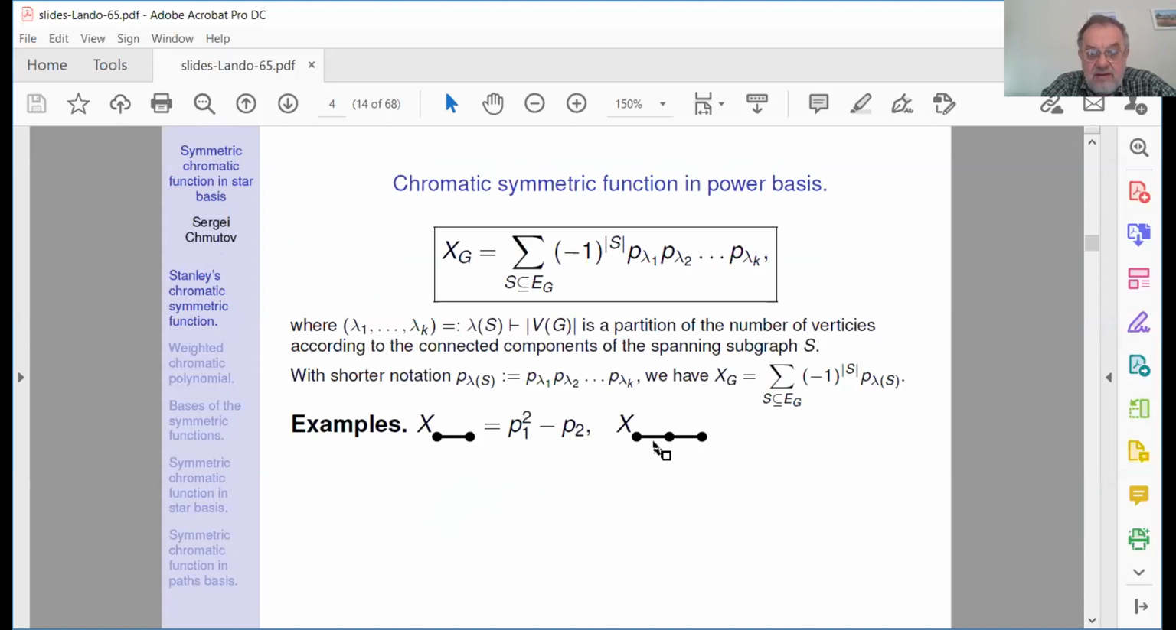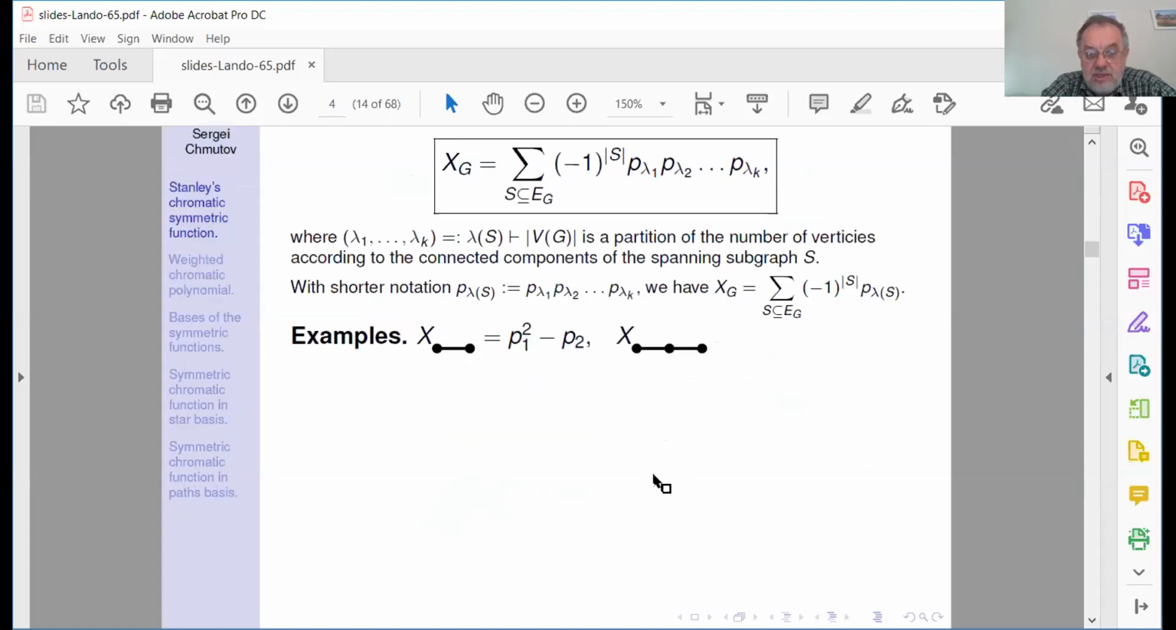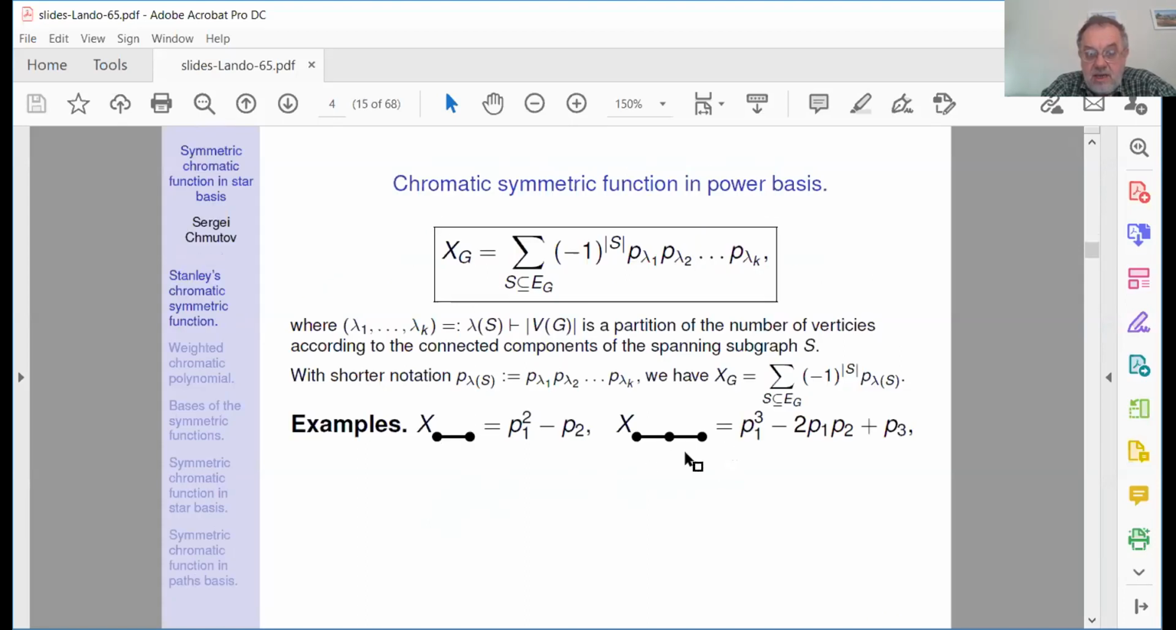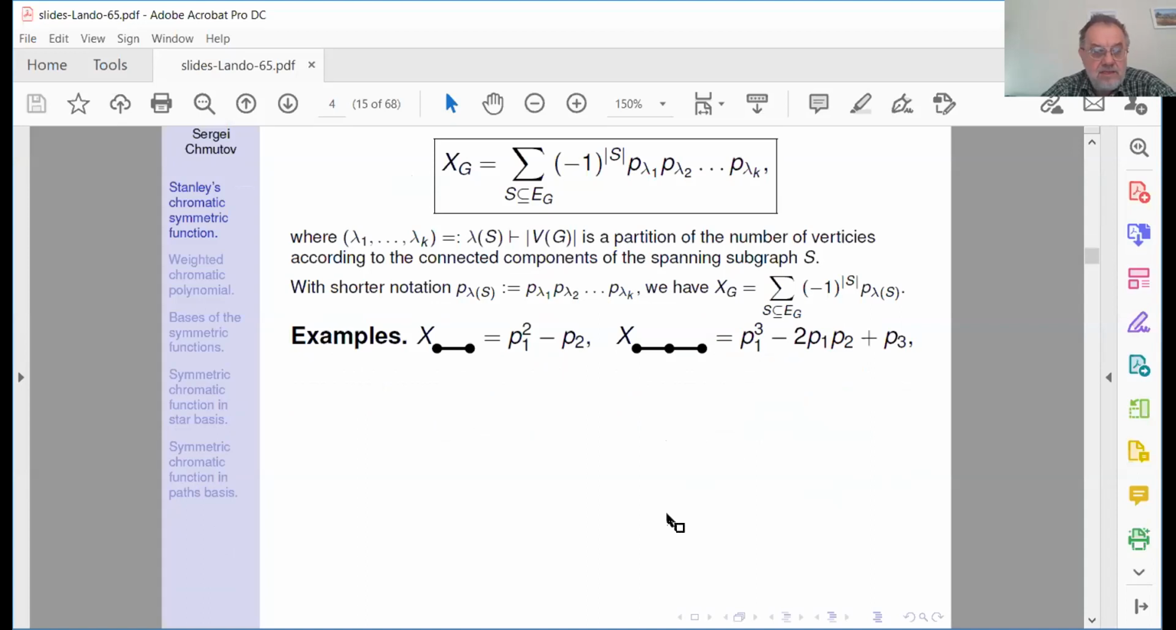Now for this graph, I have two edges here, and I can take no edges, so the empty subset. Then it will be 3 connected components, p1 cubed. I can take one edge, then it will be 2 connected components. One of them is 1 vertex and another 2 vertices. So p1, p2, and there are 2 possibilities, this edge or that edge I will take. And if I take all 2 edges for that subset, then it is going to be p sub 3. So that is the example here. And let's look at more examples.